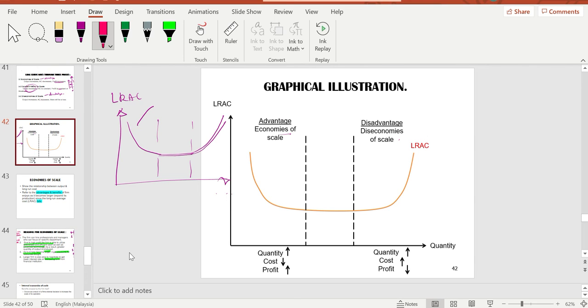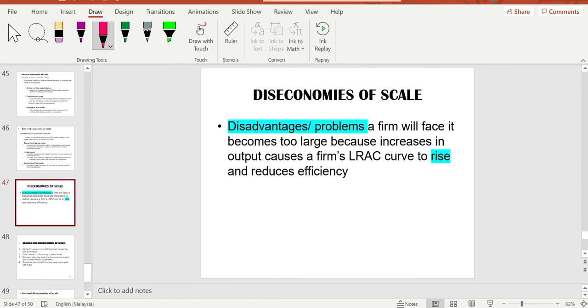by, when you expand more output, 5,000, 6,000, the cost will start to rise. Makin lama makin meningkat. The cost is increasing as output increase. Output increase, cost increase. Cost increase menyebabkan your profit decrease. Okay, itu adalah disadvantage or problem a firm will face if it become too large, because increase in output causes the LRAC to rise and reduce efficiency of the firm.